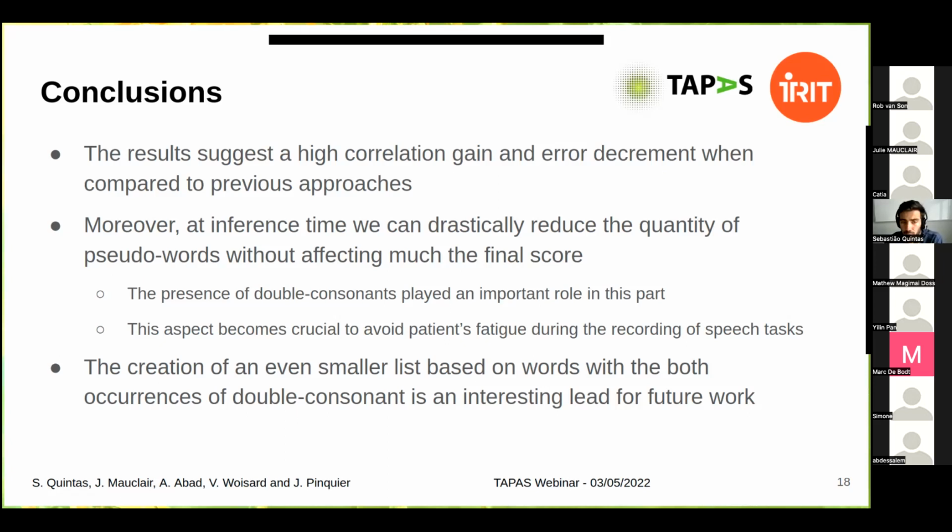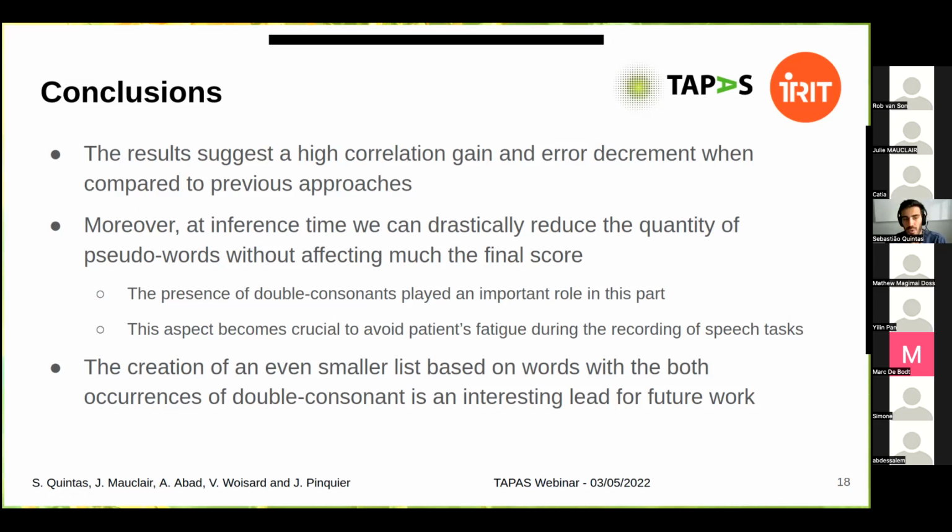Stating that, for example, the creation of an even smaller list based on words with both occurrences of double consonant is an interesting lead for future work. For example, pseudo words that are longer in size, so instead of only having consonant, double consonant, vowel, another consonant cluster and vowel, we can add even more intricate consonant co-articulations or even consonant-vowel or vowel-vowel co-articulations. And there are a lot of possibilities as well.